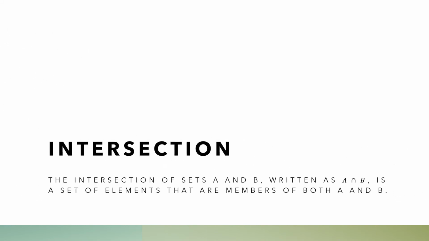Let's have now intersection. The intersection of sets A and B, written as A intersect B, is a set of elements that are members of both A and B. So what we have there are the common elements. Let's have an example.